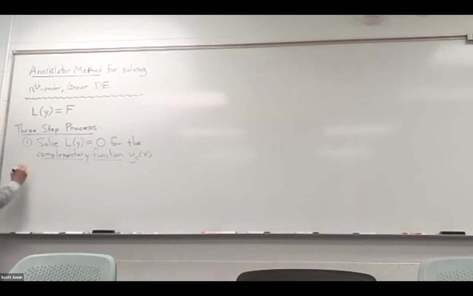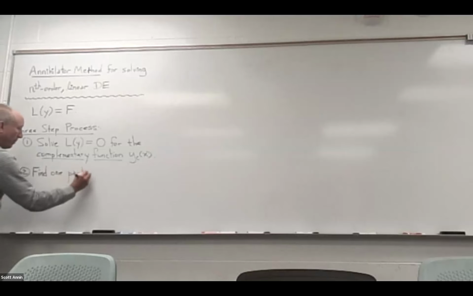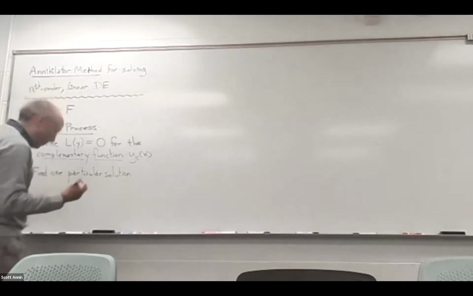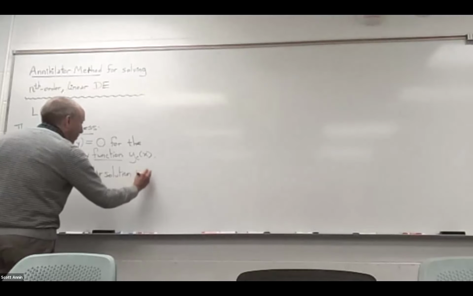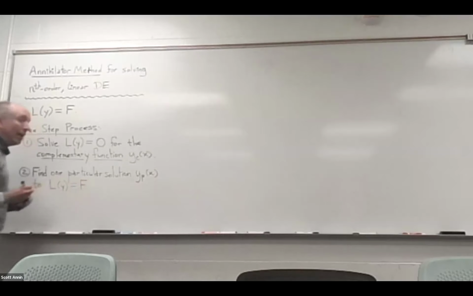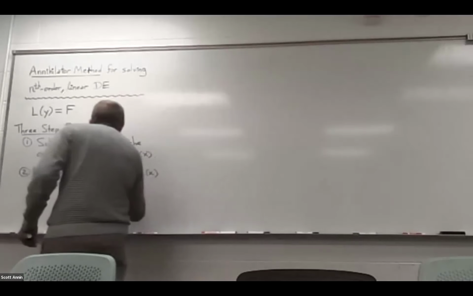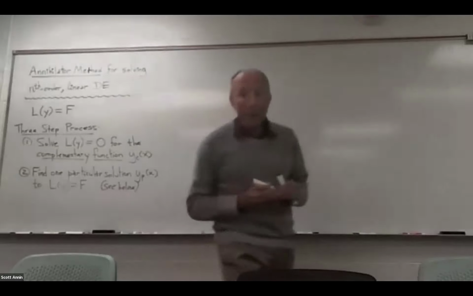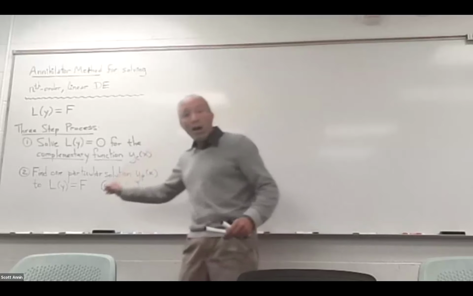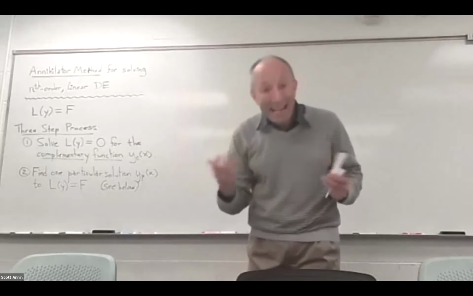Now, the second step is going to be to find one particular solution. And we only need one. Just need to find one particular solution. I'm going to call it y sub p of x to the non-homogeneous differential equation L of y equals F. And this is what we're mainly going to be talking about in this video, how to do step 2. How do we find one particular solution to the non-homogeneous differential equation? And in many situations, we can use this so-called annihilator method.